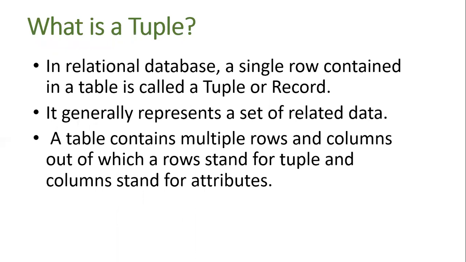So moving on, a tuple is nothing but a single row which contains information which is related to that particular data. A table contains multiple rows and columns, out of which rows stand for tuple and the columns that are there are attributes. So basically, in a relational database, a single row is contained and that is nothing but a tuple, or we may also refer to it as a record.